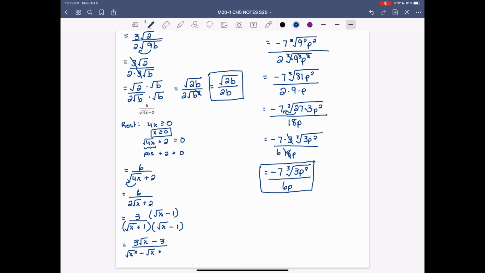1 times root x plus root x. Positive 1 times -1 is -1. Middle terms add to 0. The root term, square root and squared, undo each other. We're left with 3 root x minus 3 over x minus 1. We can't simplify our coefficients because we have 3, 3, 1, and 1, so there's no common factor. So this is our simplified expression.